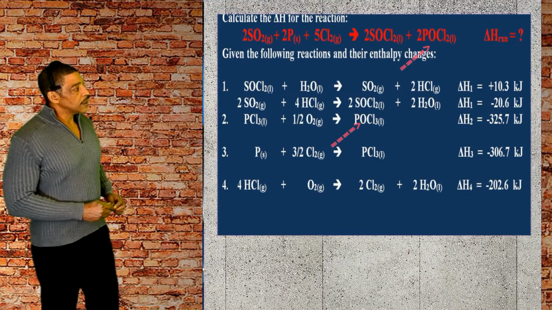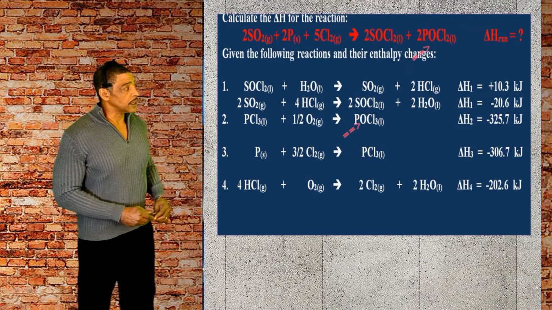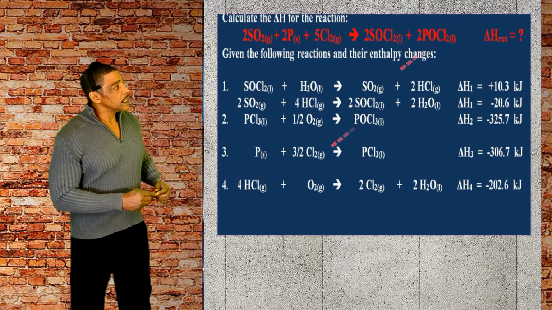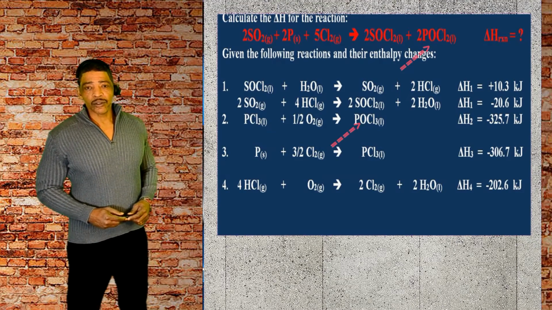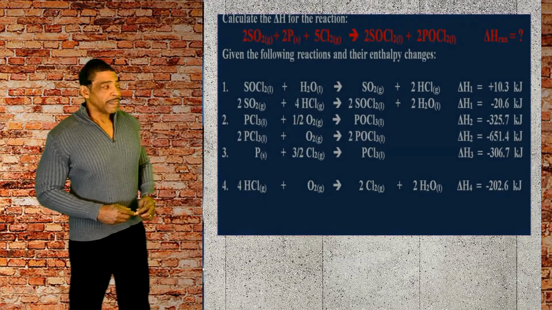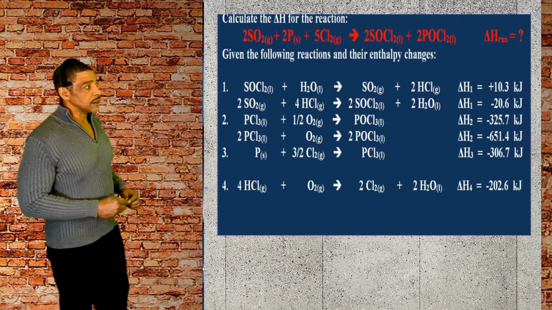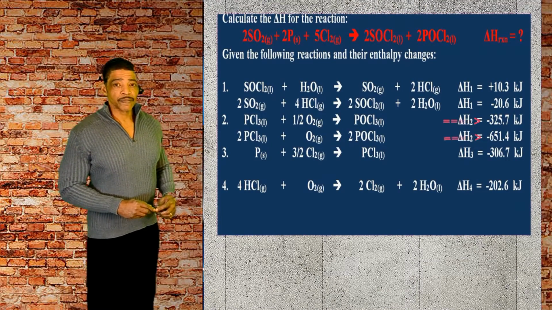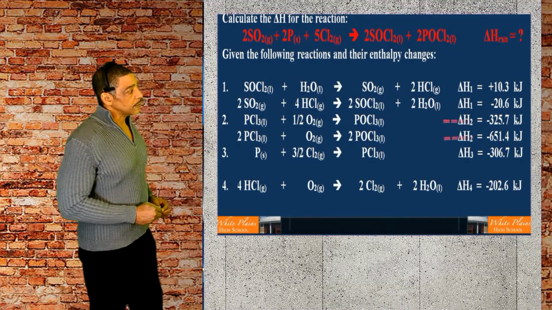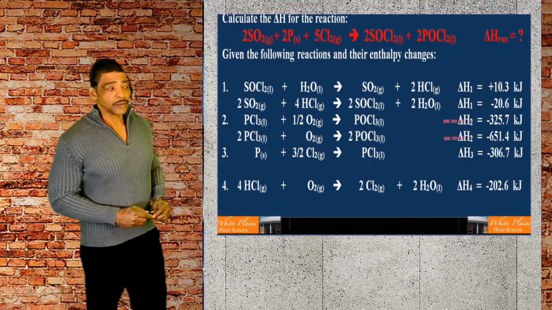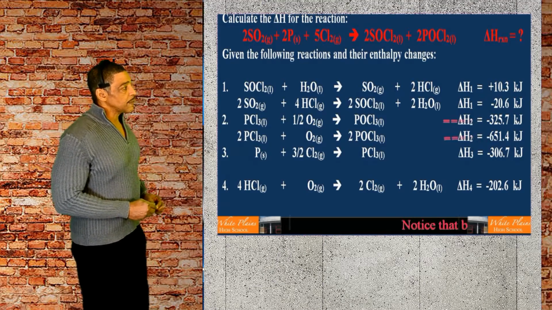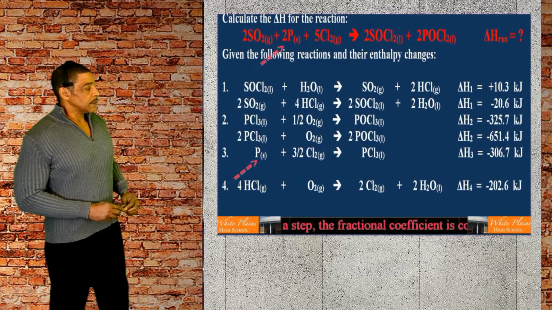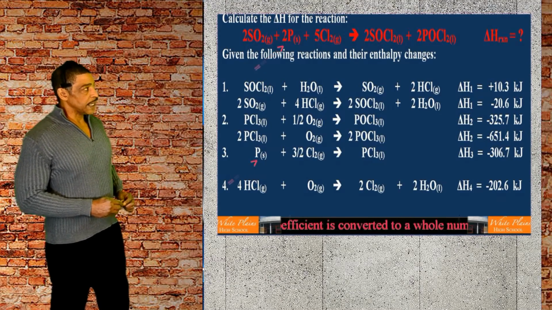In step 2, phosphoryl chloride appears on the product side. This matches the original equation. However, in the original equation, 2 moles of phosphoryl chloride is produced. Therefore, step 2 must be doubled. And the delta H associated with step 2 must also be doubled. Negative 325.7 kilojoules now becomes negative 651.4 kilojoules.